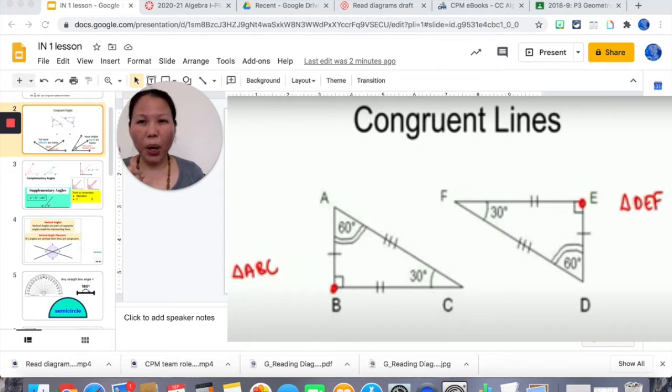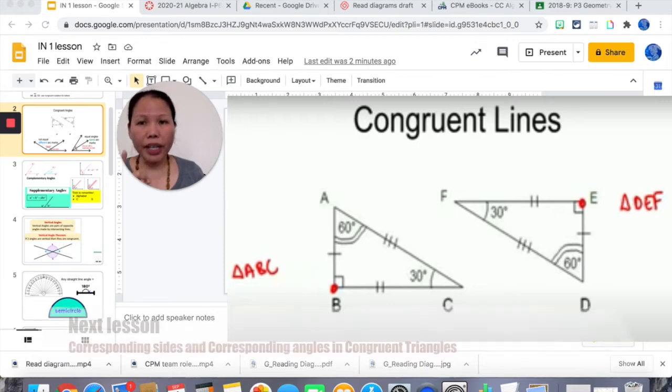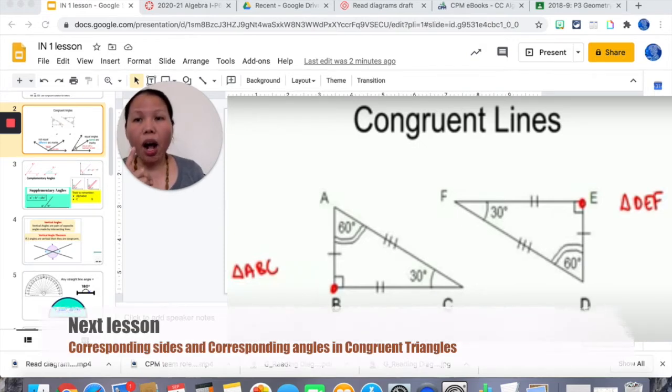Well, we don't always have a different color to mark it. So the number of arcs tells you that they are congruent. Also, the measure of the angle right there, 30 degrees, should tell you that they are congruent. For the 60 degrees, we see that it has two arcs, and it should match the 60 degrees with two arcs on the EFD triangle.